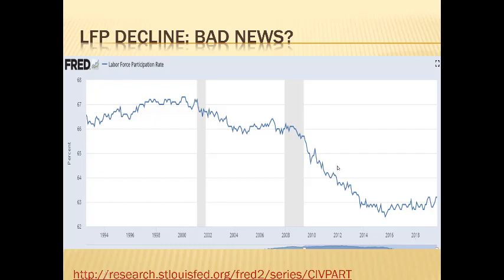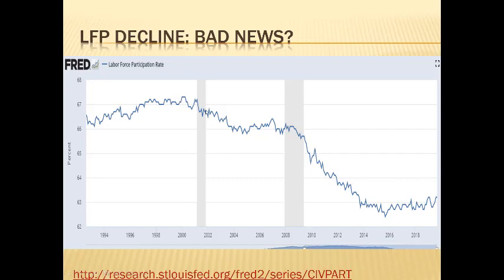So we want to look at the trend of that over time and say, where's it going, up or down? And as you can see here, I'm going back to about 1990 or so in this chart for labor force participation. Well, you can see it's down quite a bit from where it was in the late 90s, where it peaked at an all-time high of over 67%.